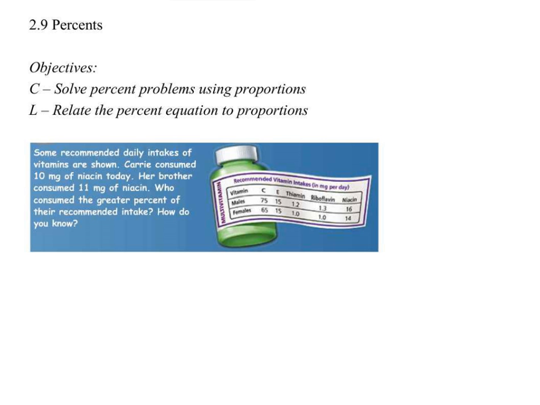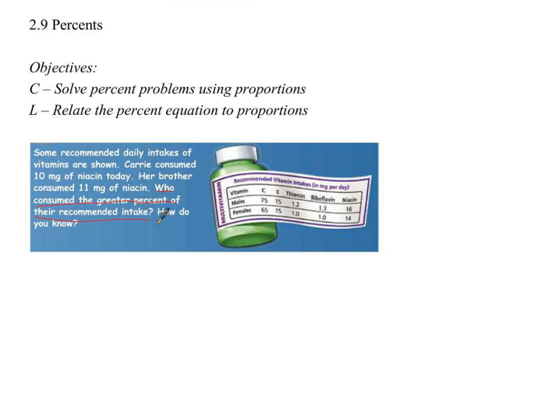Well, first of all, who consumed more? The brother did, by 1 milligram, okay? But the question says, who consumed the greater percent of their recommended intake? So this question gets at the whole idea of percent that we're talking about in this section. If I'm looking for a percent, I've got to take the amount that I got divided by the amount that is recommended, or the amount that I should have gotten, and that will give me a percent, okay?